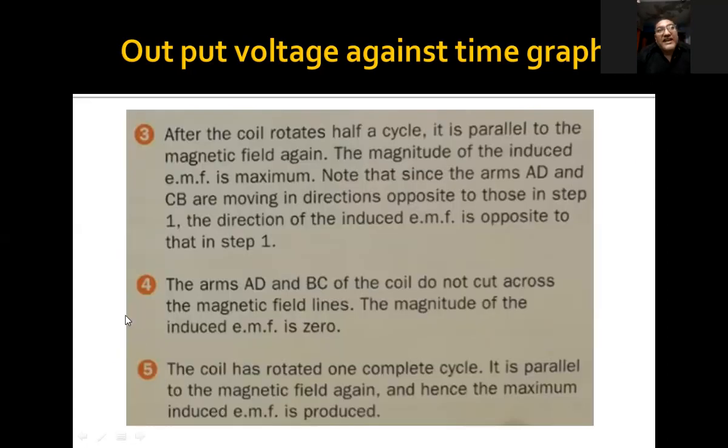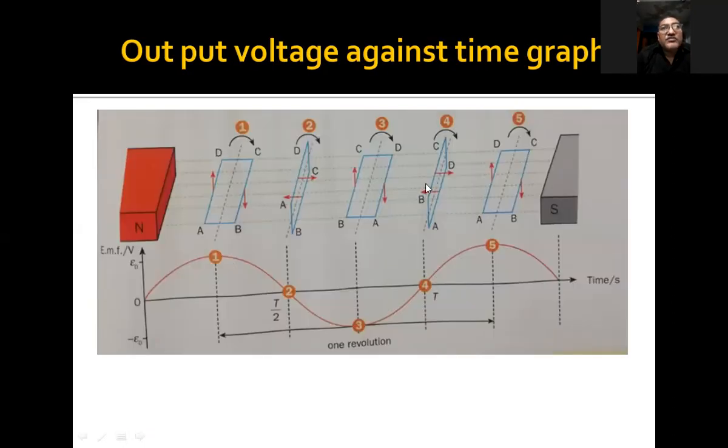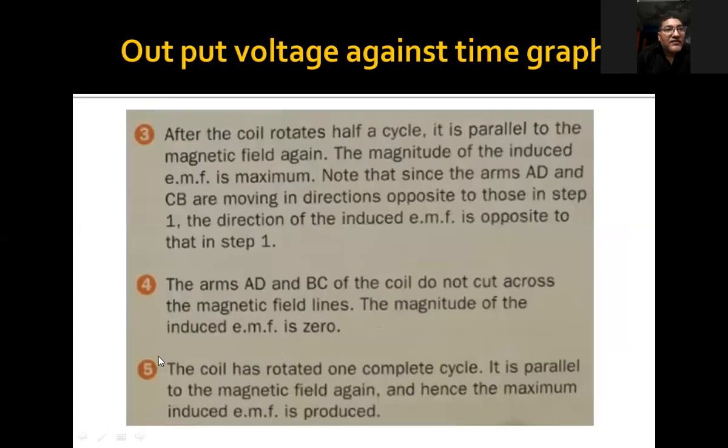In the fourth position, the arms AD and BC of the coil do not cut across the magnetic field lines. The magnitude of the induced EMF is zero. Sorry, he's talking about this position when the coil is vertical. EMF induced is zero. Then the fifth point is the coil has rotated one complete cycle. It is parallel to the magnetic field lines again, and hence the maximum induced EMF is produced.